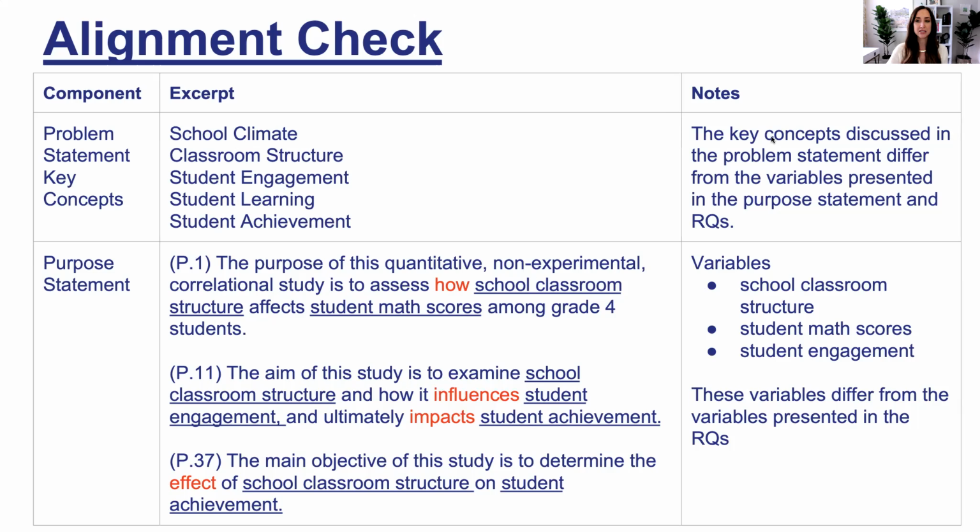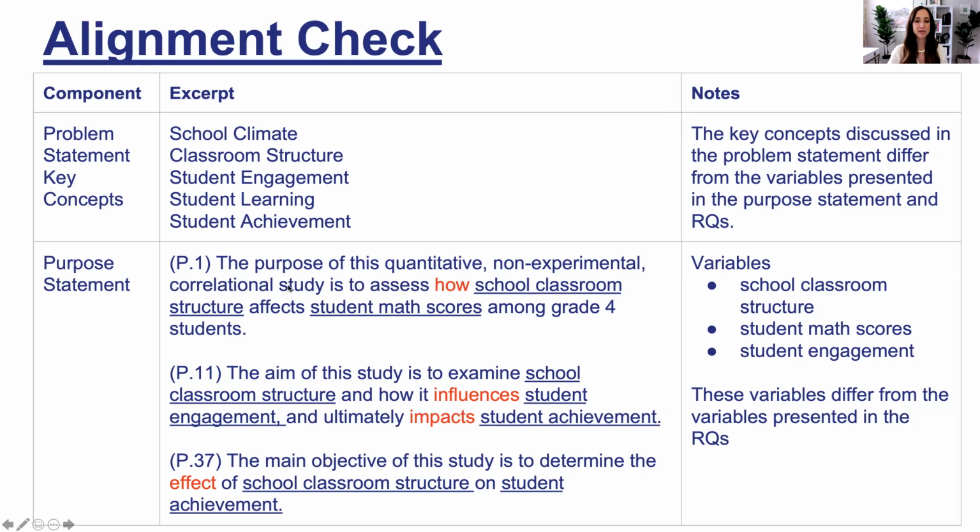And then in my notes here, I just say that these concepts are different from the variables presented in the purpose statement and research questions. So again, I'm not changing anything at this point, especially if I'm coaching someone. I have to have a discussion with them to really figure out what are the key concepts and/or variables that need to be focused in the problem statement. But if it's you and you're doing a self-assessment, hopefully this will help you see that there are some differences here. There are some issues with alignment between these components, so you can address them before your proposal goes to your chair or your committee.